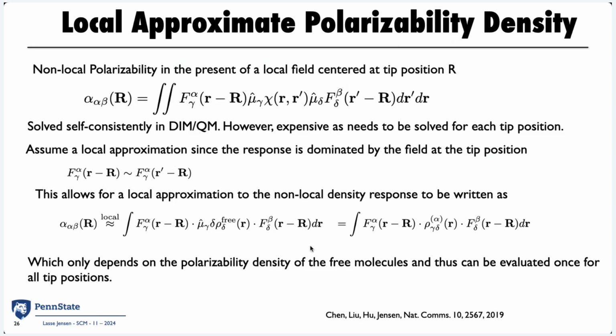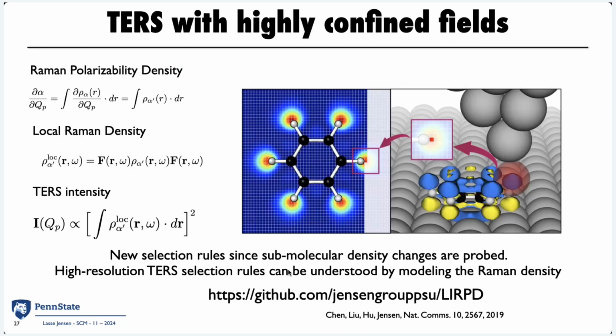And we can rewrite this in terms of the induced density of the free molecule modulated by these electromagnetic fields. So this decouples solving for the induced charge density. We're only going to solve that once, and then we're going to modulate how this changes due to this electromagnetic field at these positions. This means that the density is not solved self-consistently. This is the approximation that we're making, but we're only thinking about the density being perturbed locally rather than globally. And so this leads to what we're going to call the local Raman density.